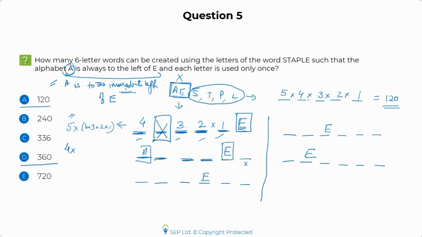But once we place A, we'll always be left with 4 spaces. After placing A and E, there are always 4 spaces. So those 4 spaces and these 4 letters can always be filled in 4, 3, 2, 1 ways. Okay, I'll pause here. Please let me know if this part is clear, because for the remaining 3 also I'm going to do a similar thing. So please let me know if this is clear or not.